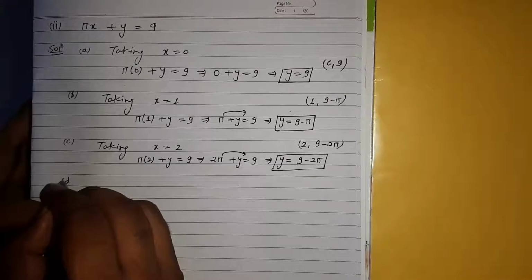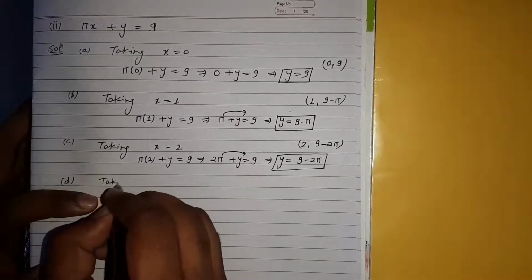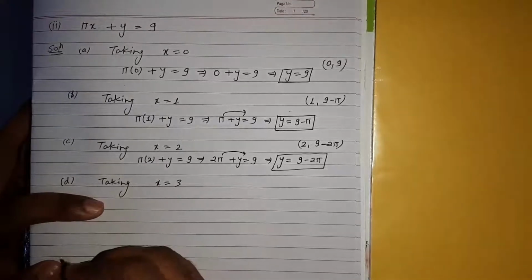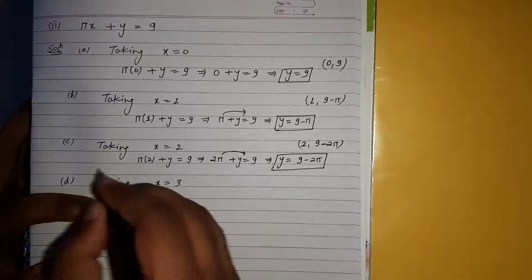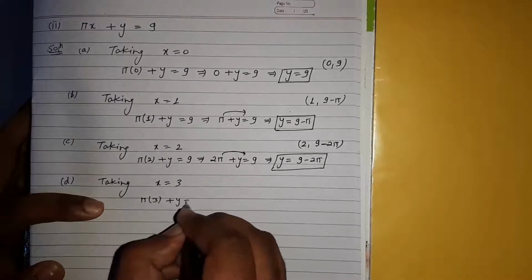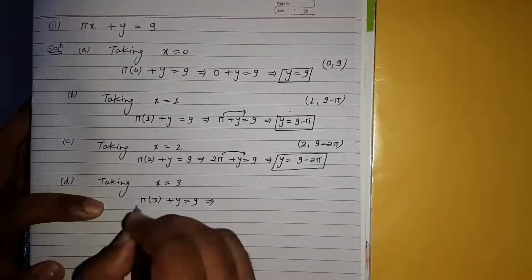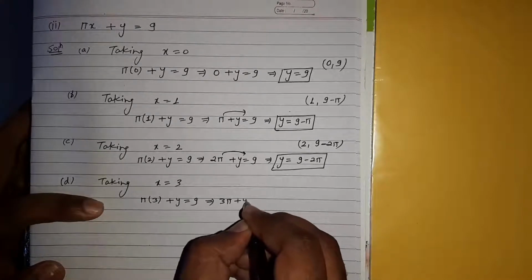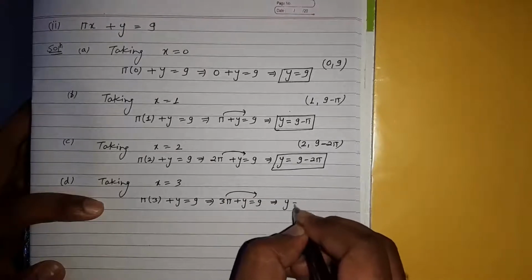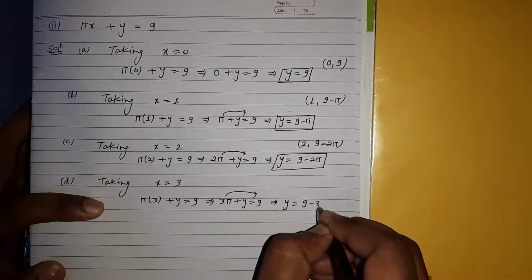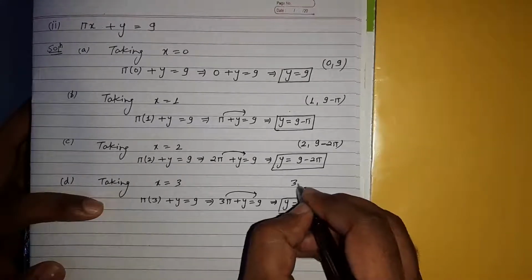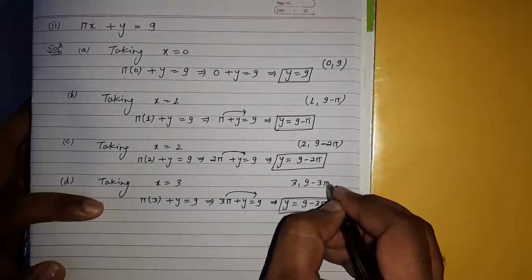The fourth solution, now I am taking value of x is equal to 3, so put the value of x equal to 3 in this equation, so it will be pi multiply 3 plus y is equal to 9, so it will be 3 into pi, 3 pi plus y is equal to 9, okay, transpose, so it will be negative, so value of y will be 9 minus 3 pi. So the fourth solution of this equation is 3, 9 minus 3 pi, okay.